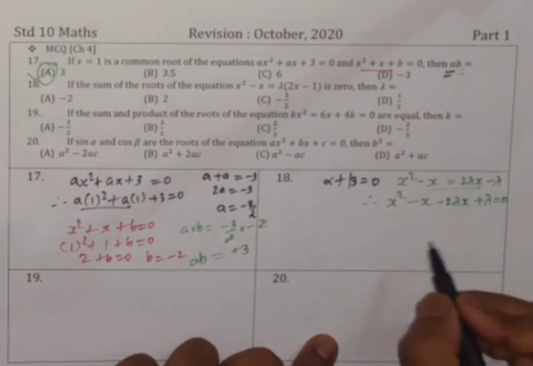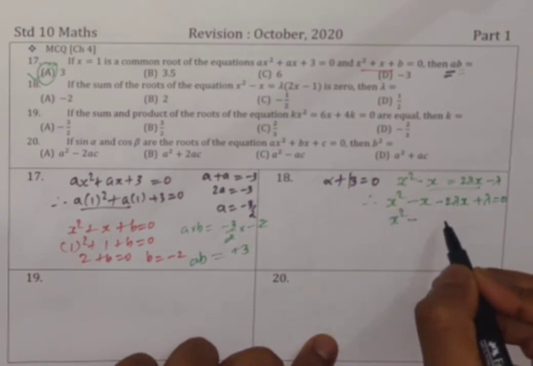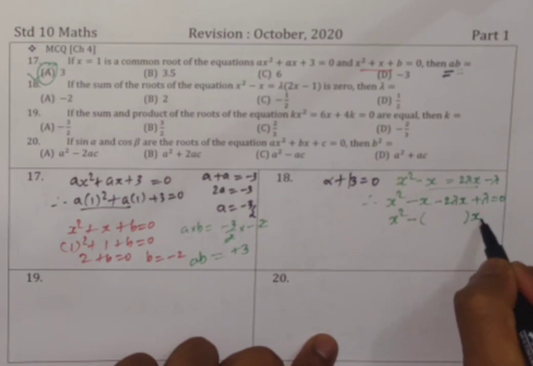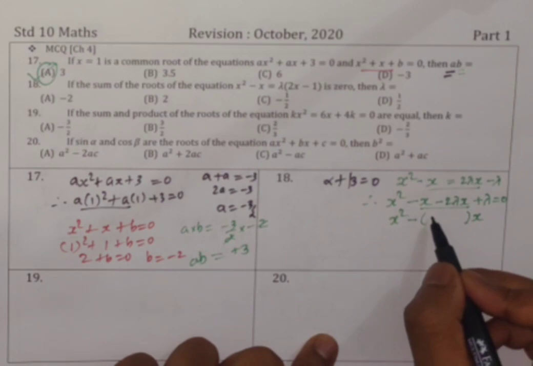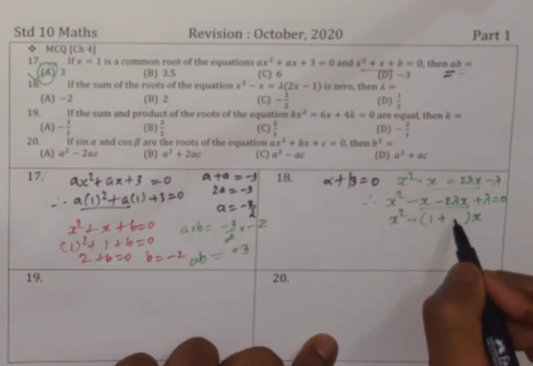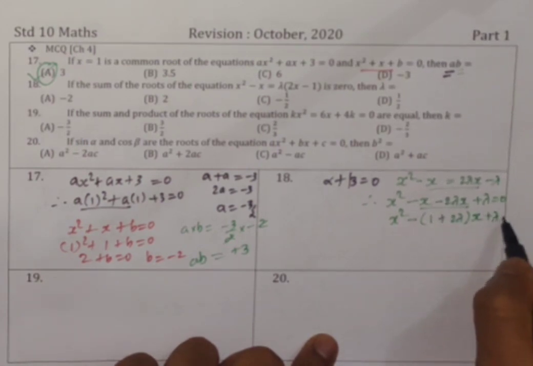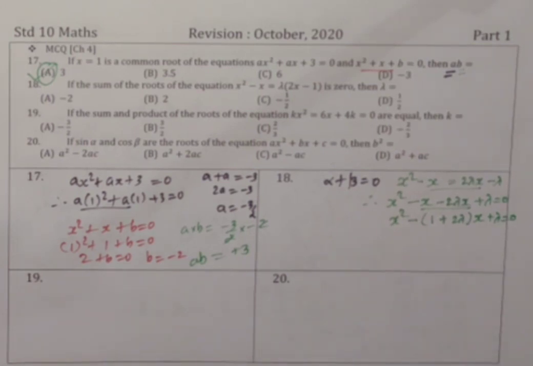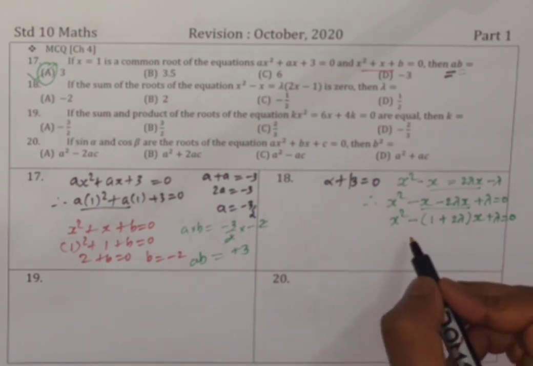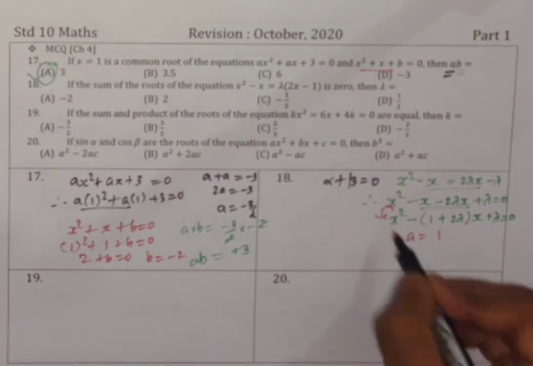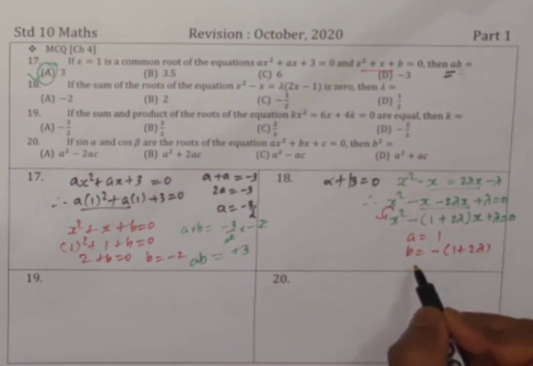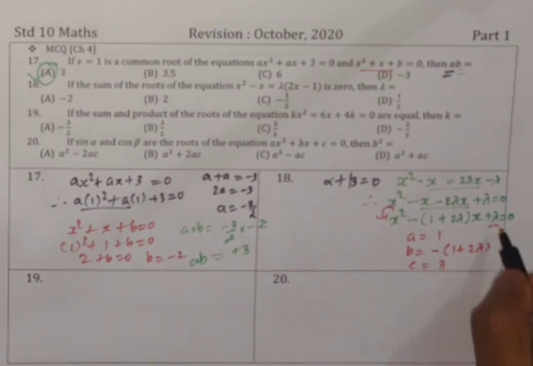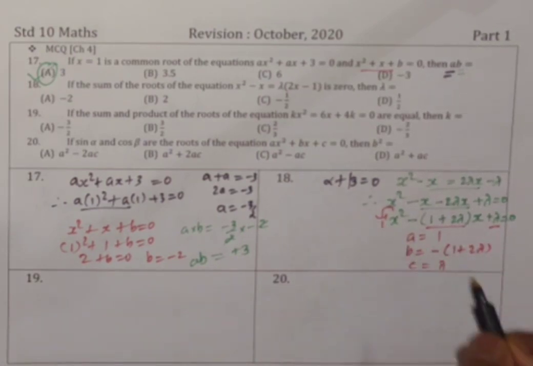You have to be very smart here. X square minus x is common, but that I am writing at the end in the two terms, and signs will change inside. This is 1, and this is plus lambda equal to 0. Now this is a quadratic polynomial equation in standard form. Okay children, so what is your a here? The coefficient of x square, that is 1. What is your b here? Minus of 1 plus 2 lambda. And what is your c here? That is lambda.